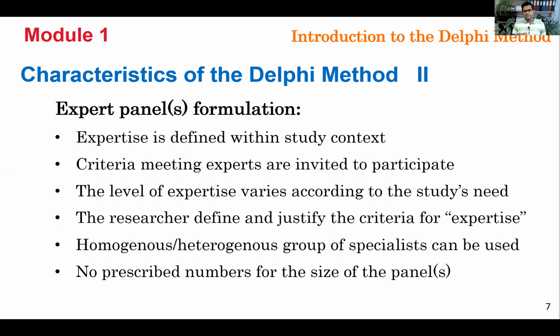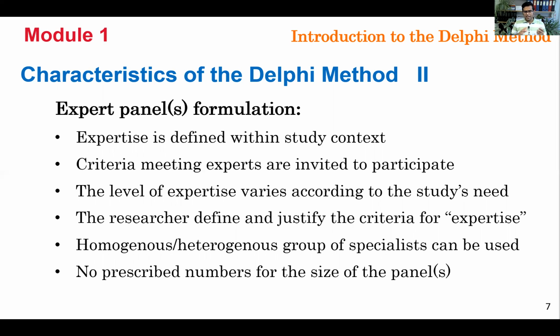Where a Delphi is used for forecasting or to consider a specialized or highly technical area, a homogeneous group of specialists is required. Conversely, where the Delphi is being used to consider broader policy issues, it can be advantageous to focus on a heterogeneous group of experts with a wider understanding of the area in question.